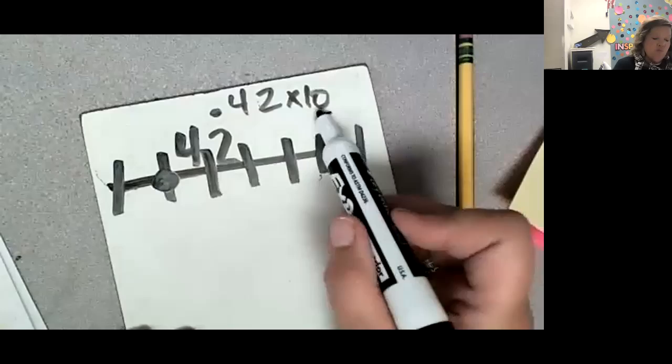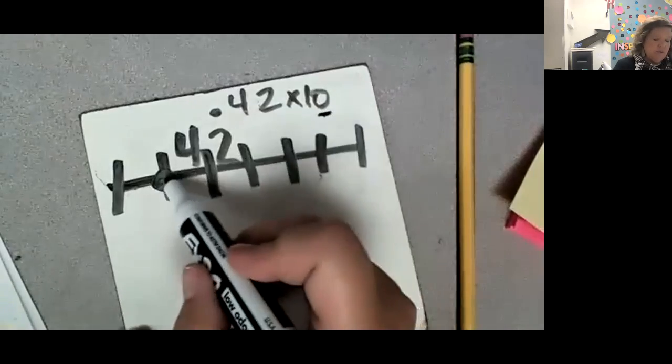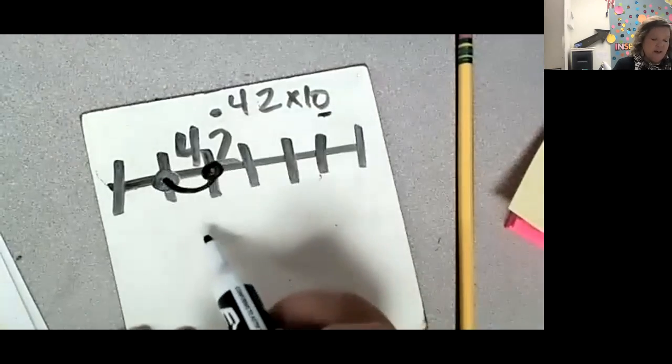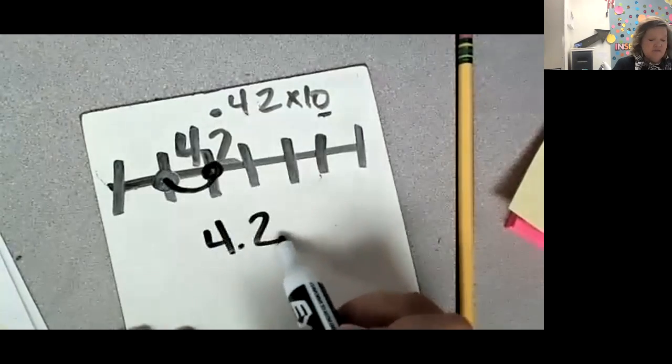So this time I have 1 zero, so I'm going to move my decimal 1 place to the right. So my answer is 4.2.